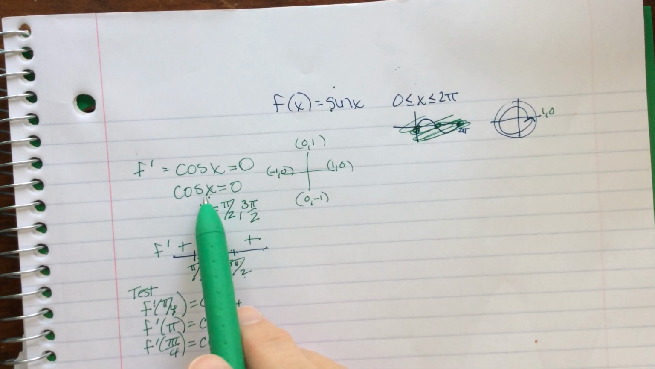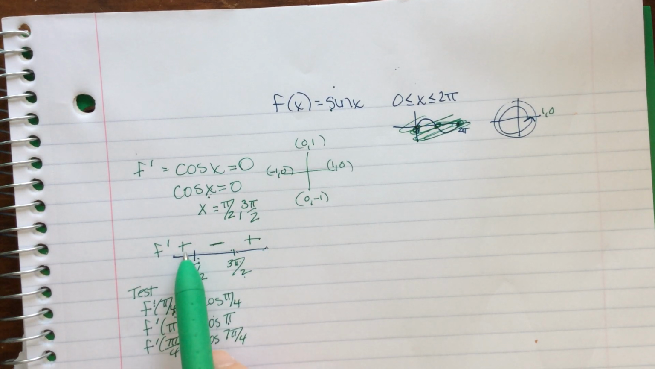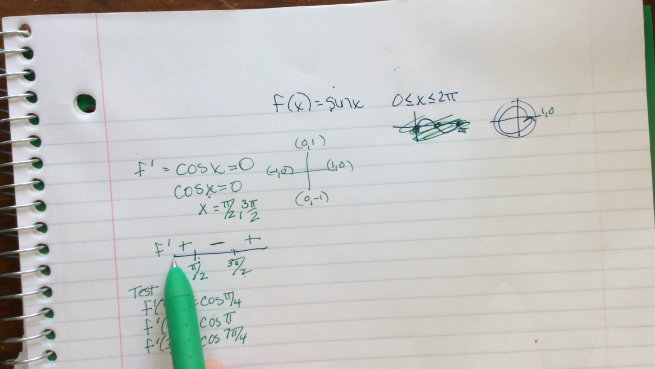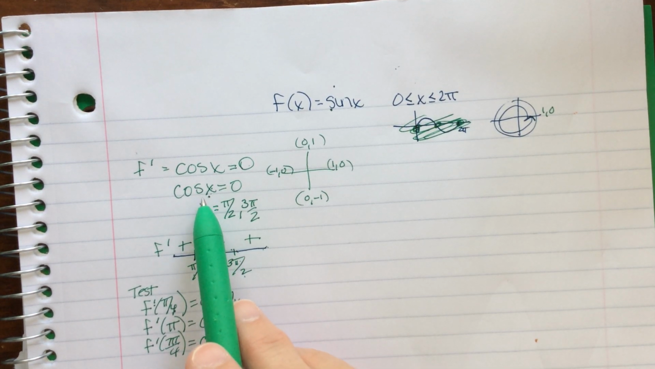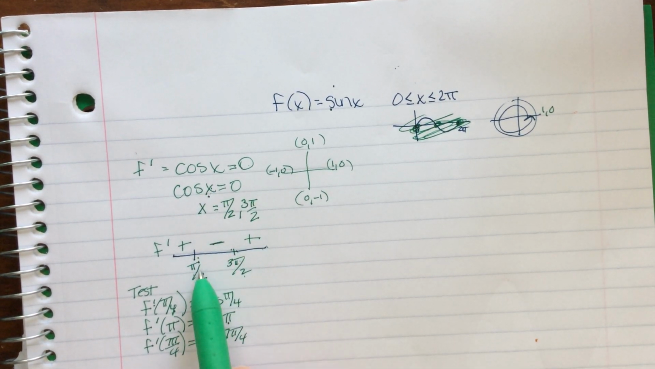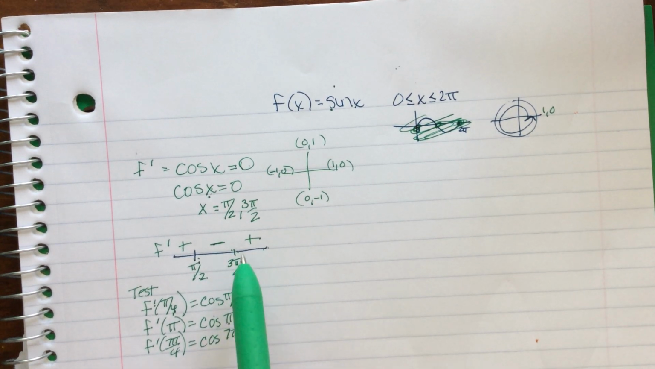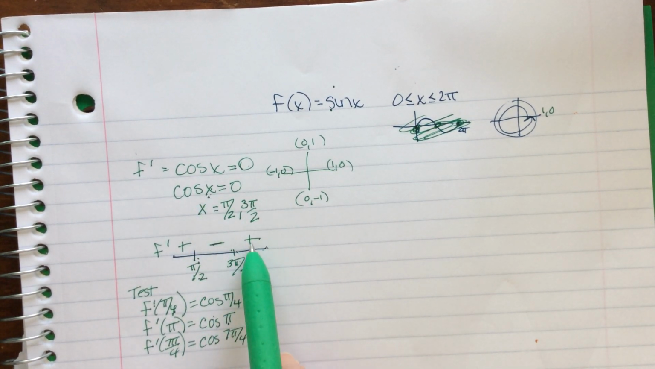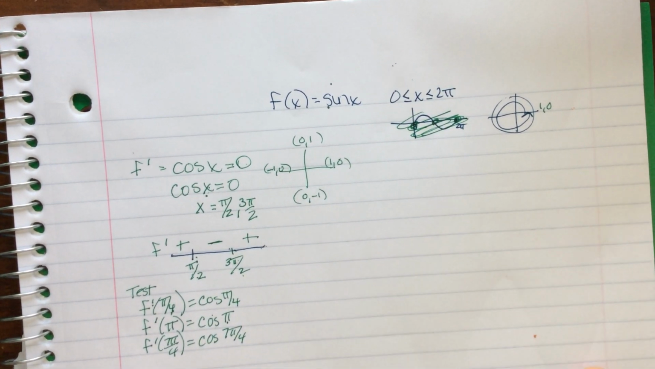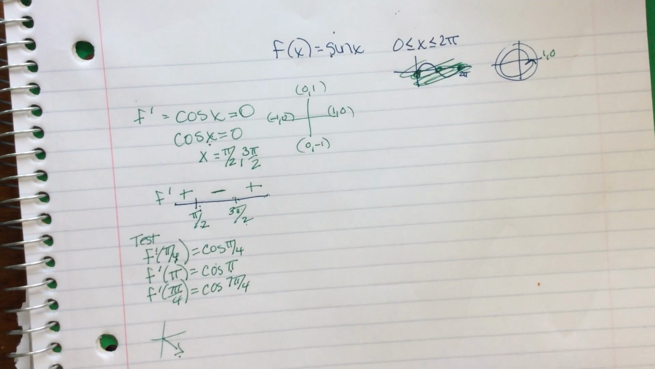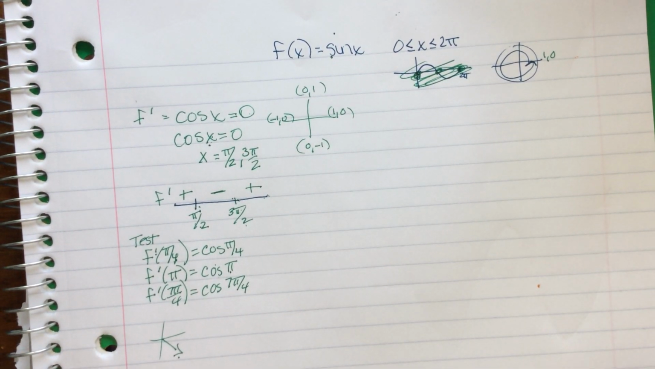All right, so the derivative cosine is positive from 0 to pi over 2. The derivative cosine is negative from pi over 2 to 3 pi over 2. And the derivative is positive from 3 pi over 2 to 2 pi. And I'm just stopping it at 2 pi. So what kind of information does that give us? Well, about the original function.